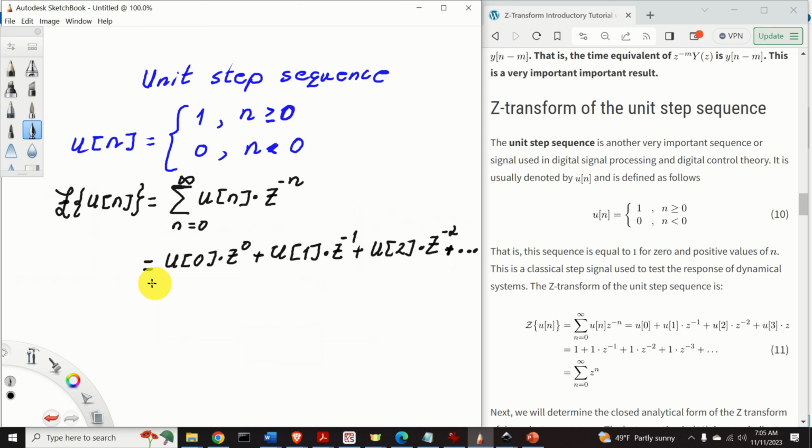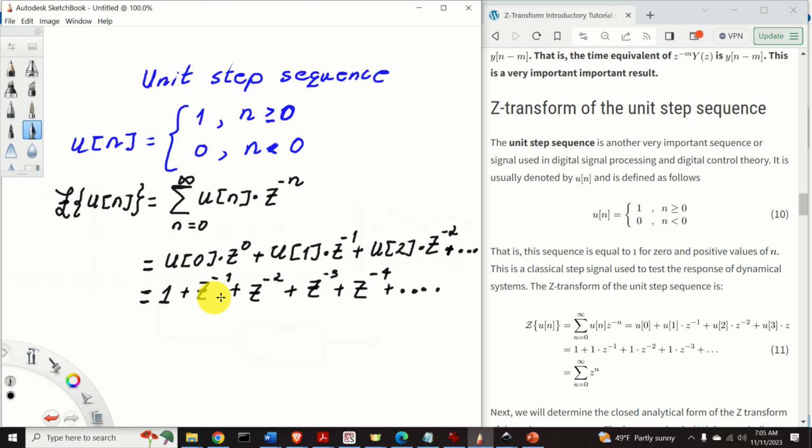Now let's substitute the values. Obviously we have z to the power 0 is 1, and this term is 1. Consequently we have 1. Then plus we have u of 1 is 1, we have z to the power minus 1. Then this term becomes z to the power minus 2. Then the fourth term is z to the power minus 3 plus z to the power minus 4, etc.